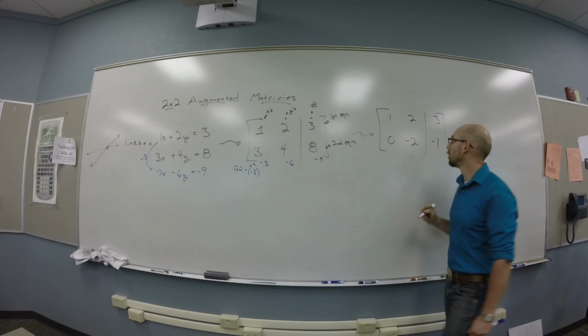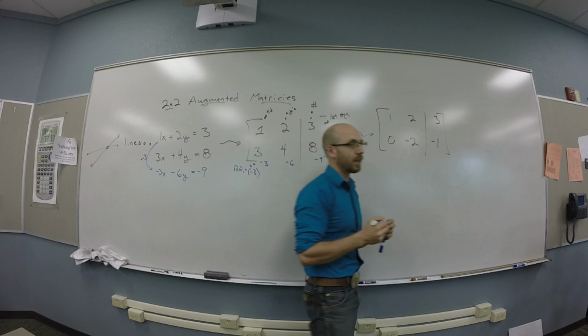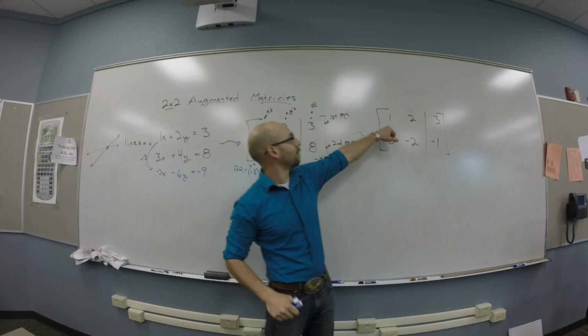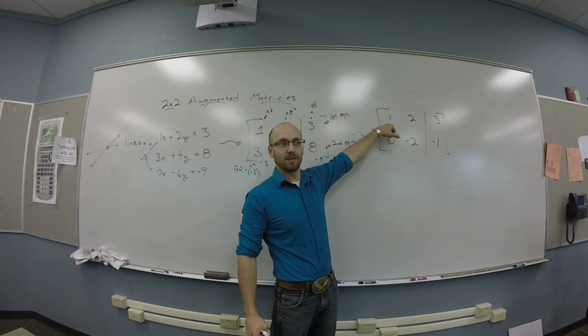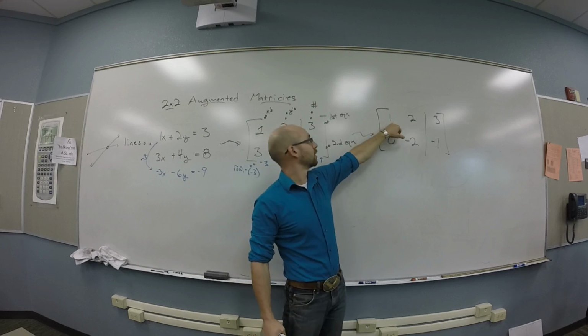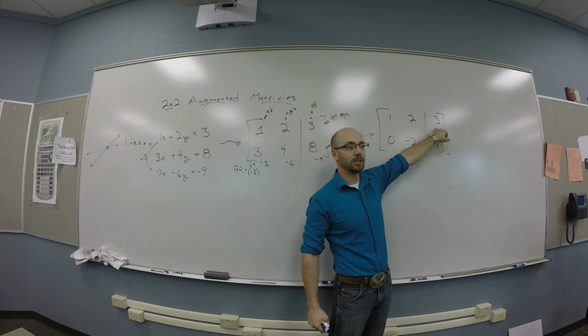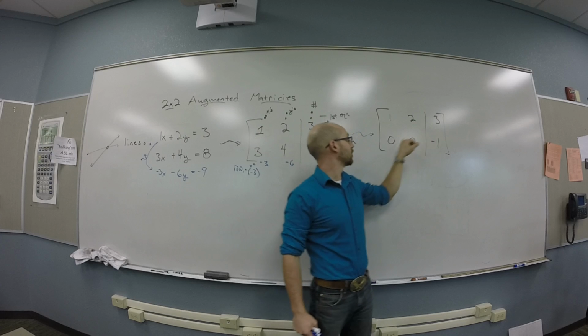Yeah. Okay, so now if I think back to equation land, what does this top row represent? A line. It represents x plus 2y is 3, right? What does this row represent?